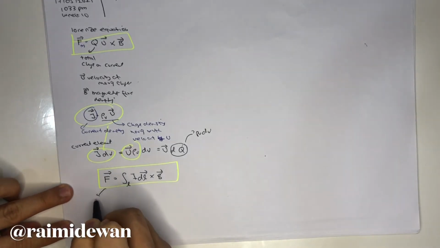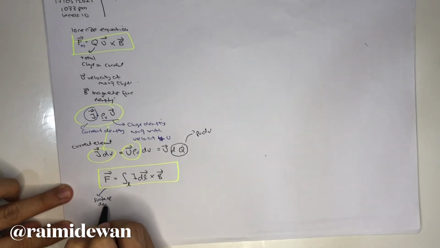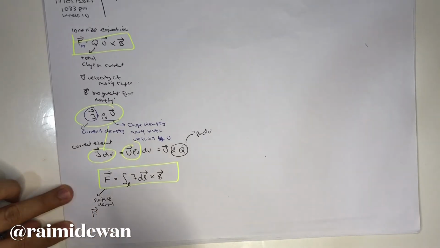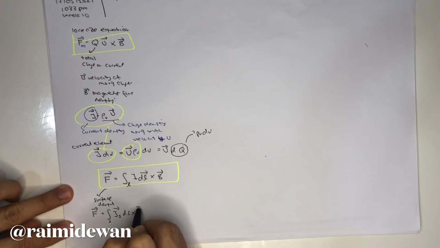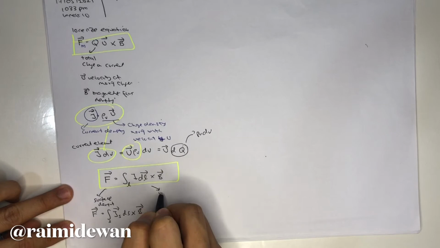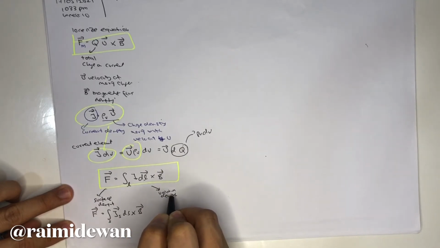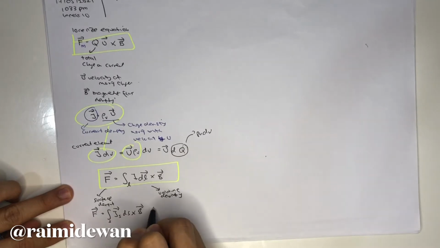Okay, let's say if we have a surface density, we would have to change the equation a bit to suit the surface situation. So you have a double integral of Js dS, crossed with your electromagnetic flux density. And what if you have volume? Then for the case of volume density, you have J.